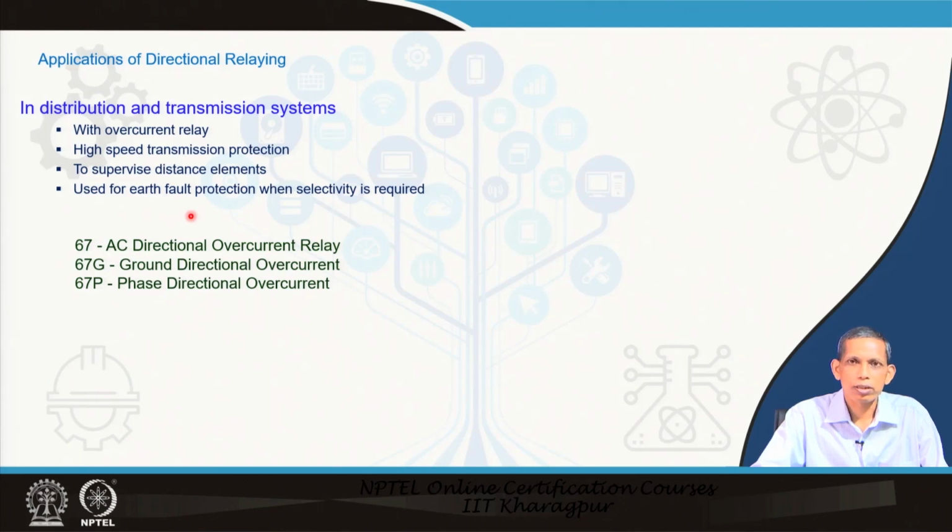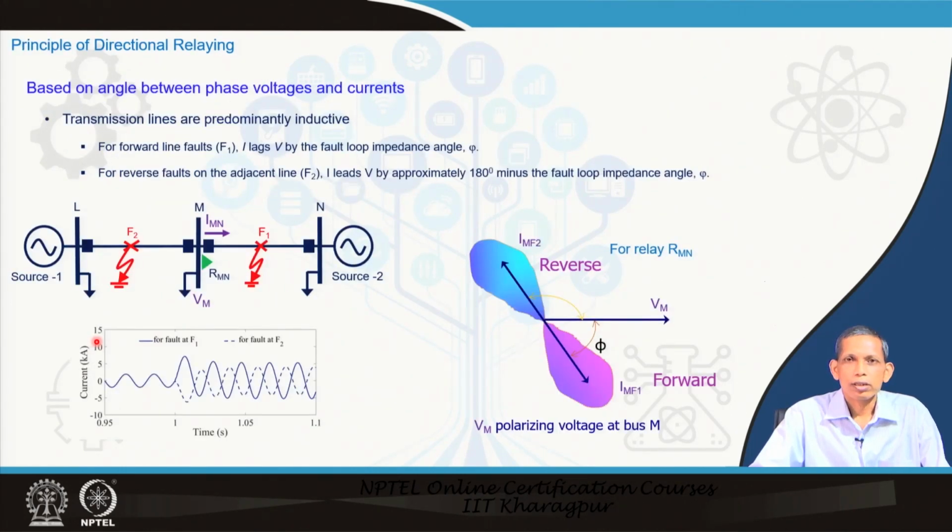The common IEEE standard number for the directional overcurrent relay in an alternating current system is 67. The ground directional overcurrent relay is 67G, and the phase based directional overcurrent relay is 67P. There are other variants of this 67 directional overcurrent relay also. We will see that later on. Now, we will go through the principles one by one. First, we will go to the phase quantity based directional relaying principle.